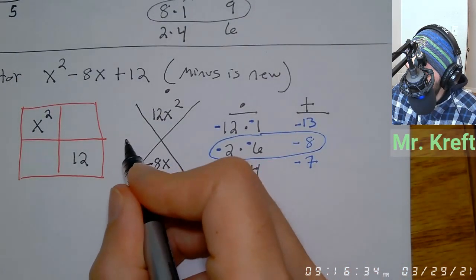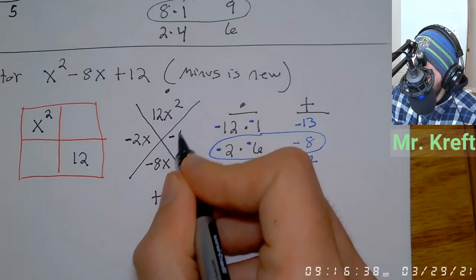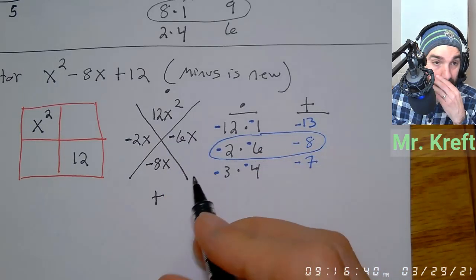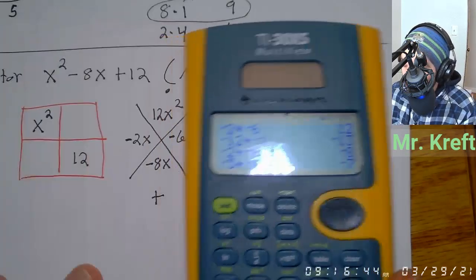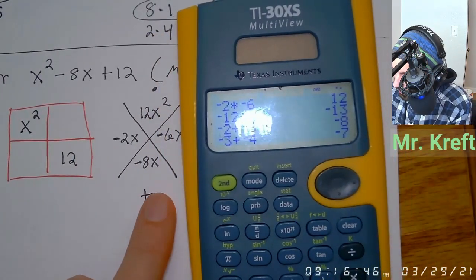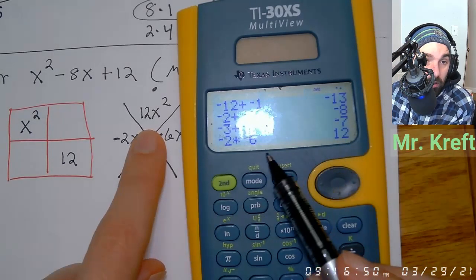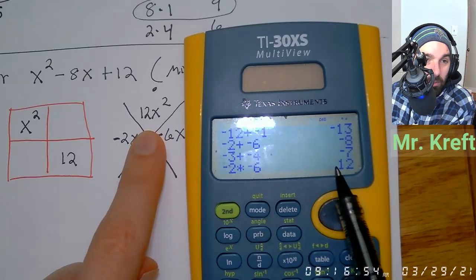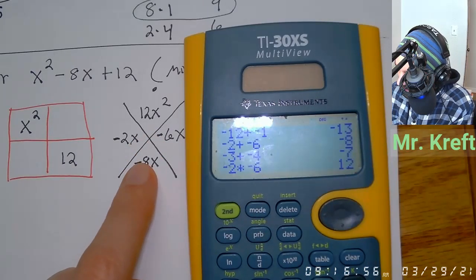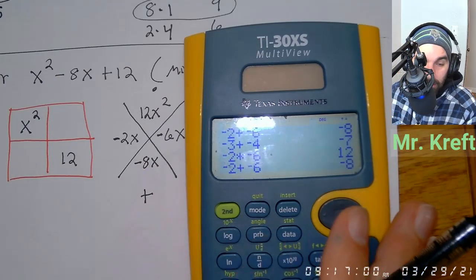So I have negative 2x and negative 6x. So we're just going to double check really quickly, and I can do this with you guys on my calculator. So negative 2 times negative 6, that's positive 12. Oops, I have a light there. So negative 2 times negative 6, that's positive 12. And then negative 2 plus negative 6 is negative 8.